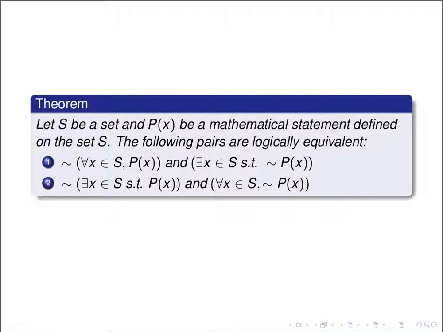Okay, so let's write that as a theorem. Let S be a set, and let p of x be a mathematical statement defined on the set S. Then the following pairs are logically equivalent. The negation of for all x in S, p of x, is logically equivalent to there exists an x in S so that p of x is not true, or not p of x. And the negation of the statement that there exists an x in S such that p of x is true is logically equivalent to for all x in S, not p of x.